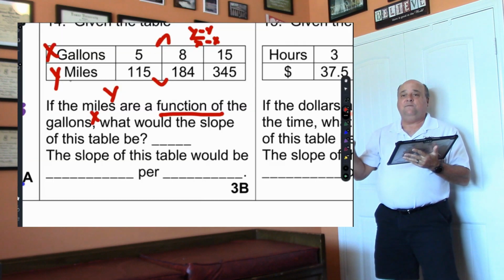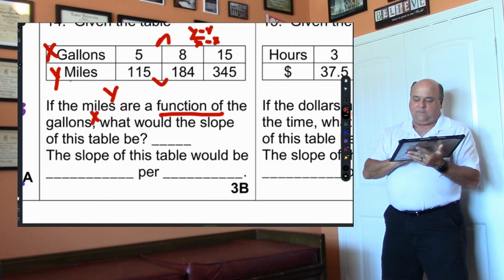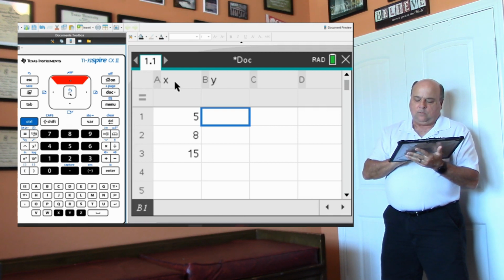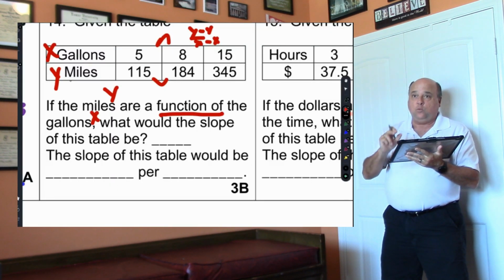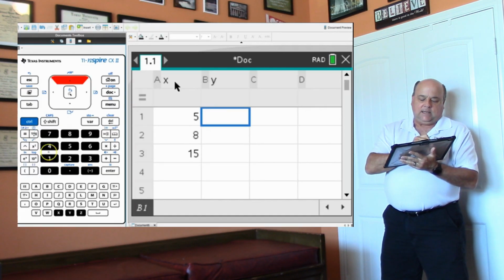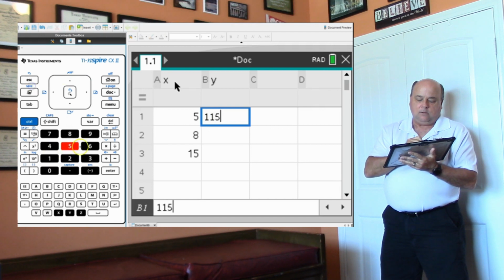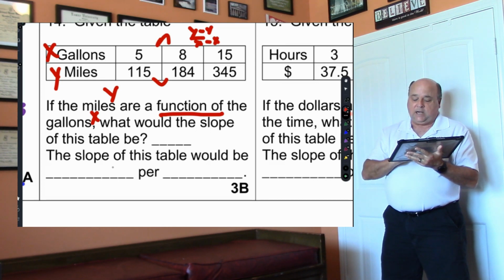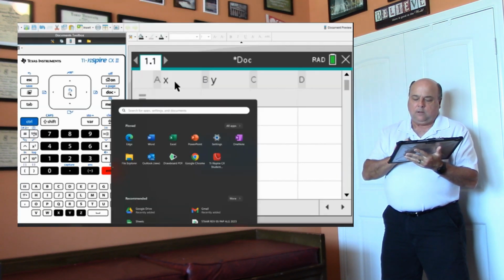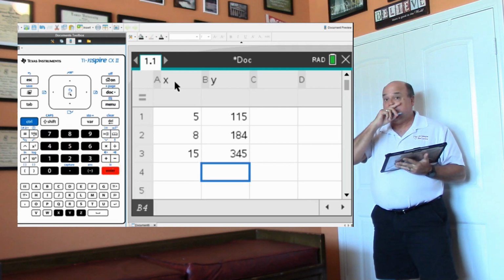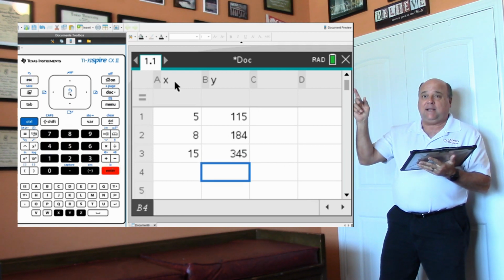My Y's are 115, 184, and 345. So 115, is that right? 115, 184, 345. Make sure again, 115, 184, 345. Make sure those match up. So that's the numbers that are in my table.